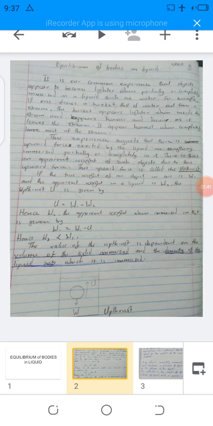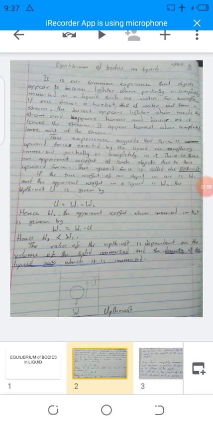So let's proceed. This experience suggests that there is an upward force exerted by the liquid on anything immersed partly or completely in it. There is thus an apparent weight of such objects due to this upward force. This upward force is called the upthrust.